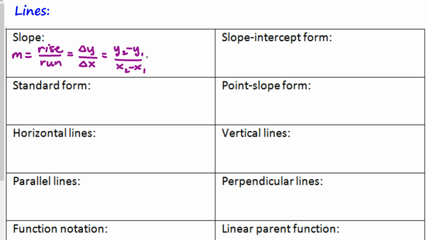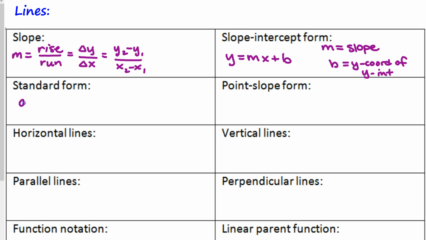Now we have several different forms for the equation of a line. Let's start with the one we often think of first, slope-intercept form. It looks like this: y equals mx plus b. M is the slope. B is the y-coordinate of the y-intercept. Sometimes we're lazy and we just say it's the y-intercept, but I like to give my y-intercept as an ordered pair, (0, b).